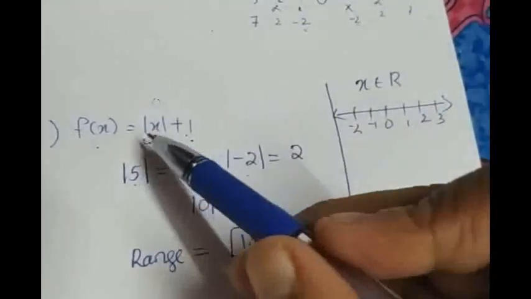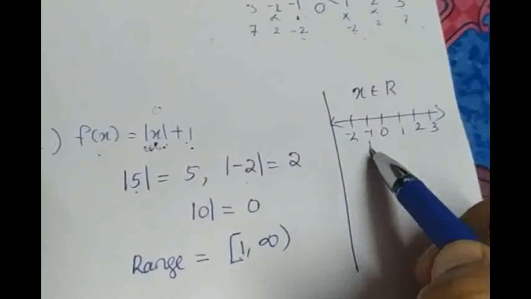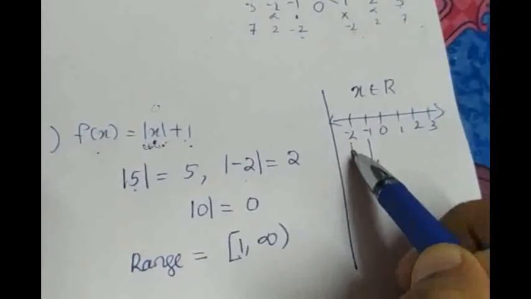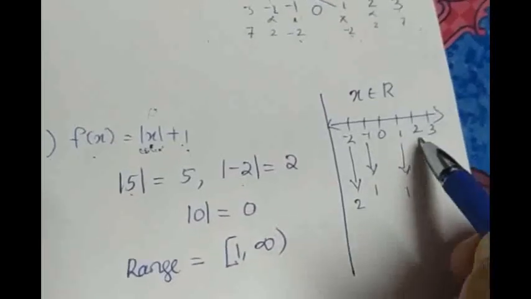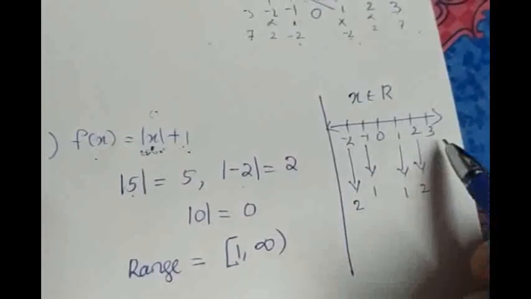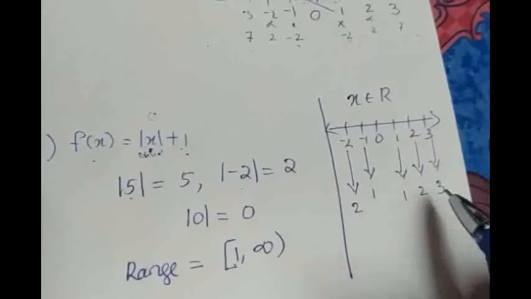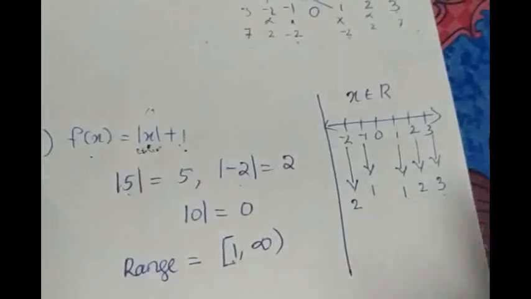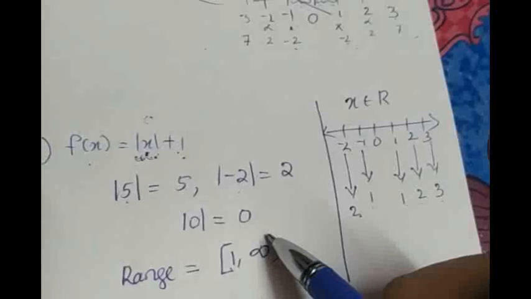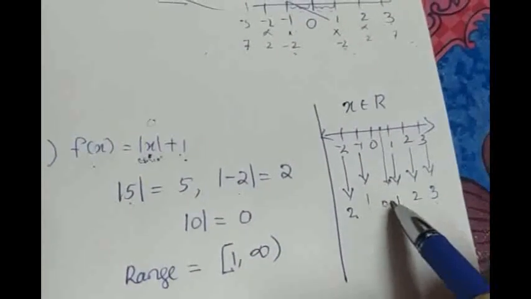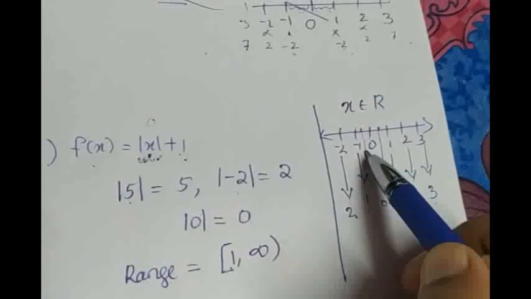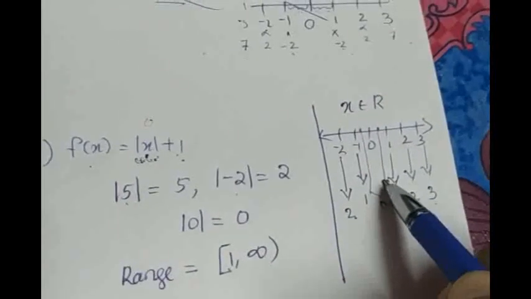Okay. Then modulus of x plus 1. If I take minus 1, modulus is 1. If I take 2, modulus is 2. If I take 1, modulus is 1. If I take 3, its modulus is 3. So 1, 2, 3 repeats on the right side, and 1, 2, 3 same repeats on the left side. If I take 0.5 here, its modulus value is 0.5. Same is the case if I take negative 0.5, the same value holds here also.